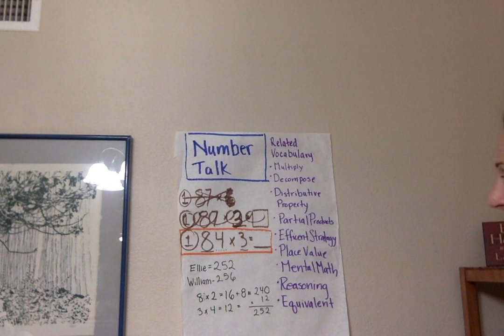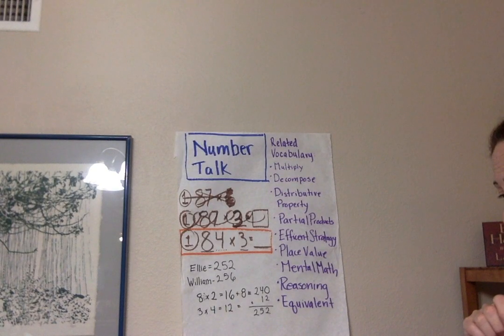Okay. Can one of you explain another strategy? 8 times 3, then you cut out the plus 16 plus 8, and you do the same thing. Okay. That's a good strategy.